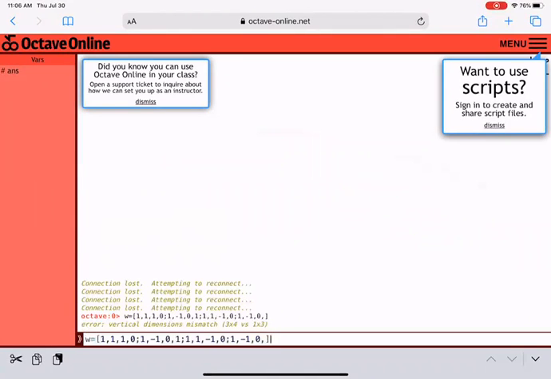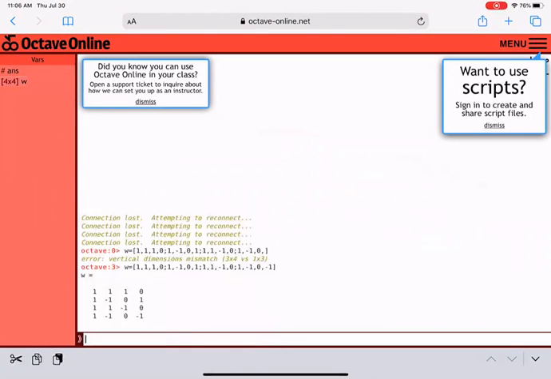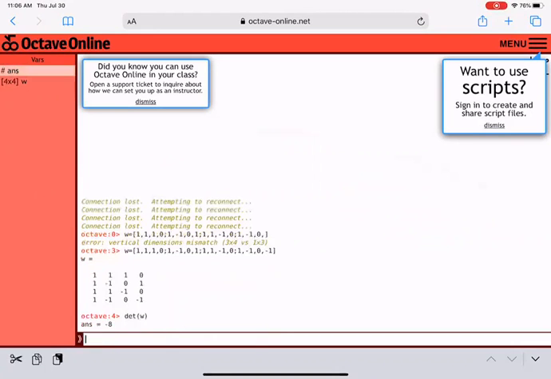Oh, let's try that again. 1, 1, 1, 0, 1, negative 1, 0, 1, 1, 1, negative 1. Oh, there we go. I missed one, the last one. How did I miss the last one? I don't know. I'm a dork. Okay. Just make sure that's right. Okay, now I'm going to take the determinant of that. I think I used lowercase w. The determinant of that is negative 8.